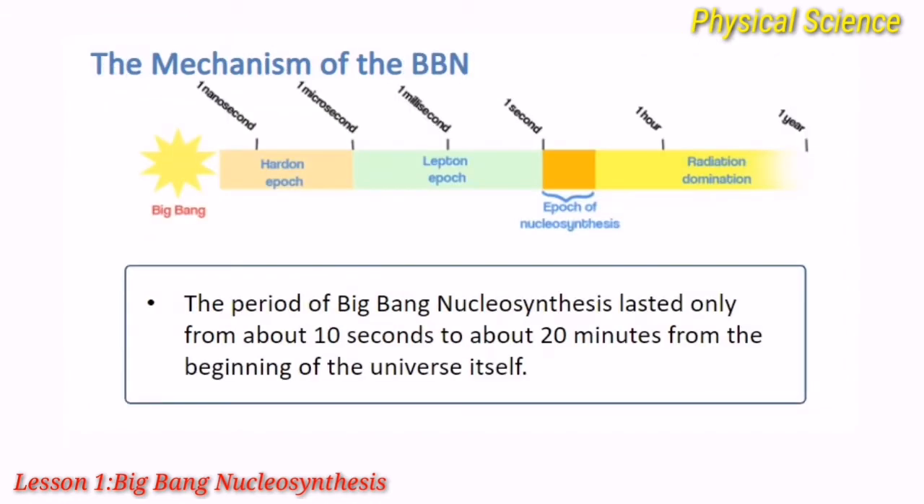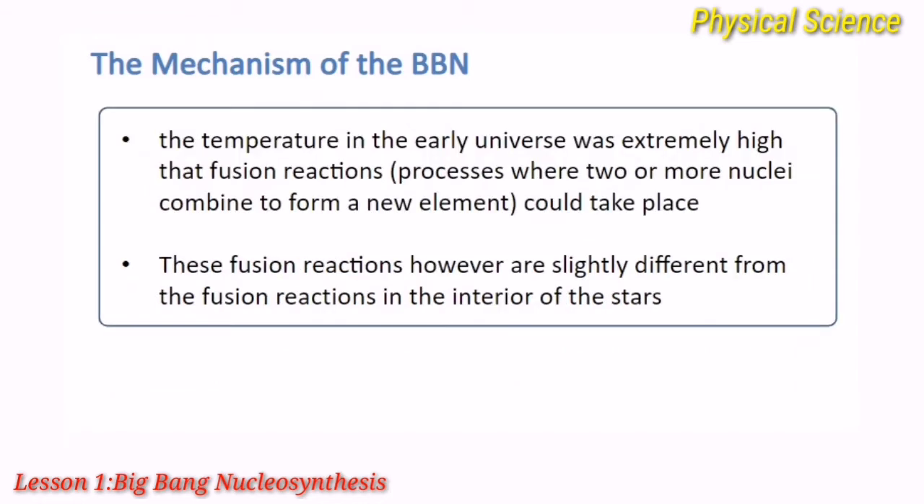We have here the timeline of the mechanism of Big Bang nucleosynthesis, in which you can see that the period of nucleosynthesis lasted only from about 10 seconds to about 20 minutes from the beginning of the universe itself. The temperature in the early universe was so extremely high that fusion reactions could take place. These fusion reactions, however, are slightly different from the fusion reactions in the interior of the stars.